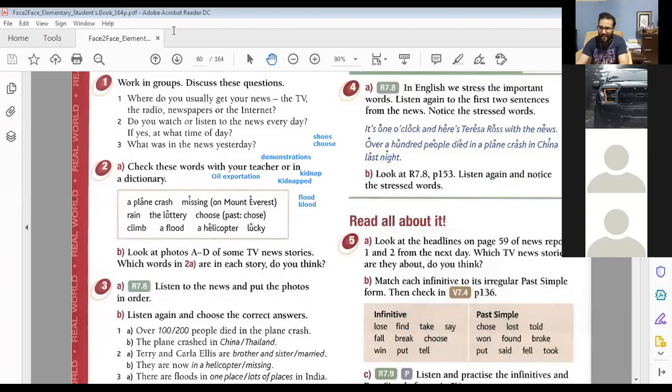Okay. Now, so these are the new words. Of course, we will use some of them in the news that you will hear. I just did this for you as a kind of revision so you get to know the words. So now it says look at photos A to D. So we have four photos, okay? And we have some new stories. Which words in the box that we covered are in each story? Let's look at the photos first.